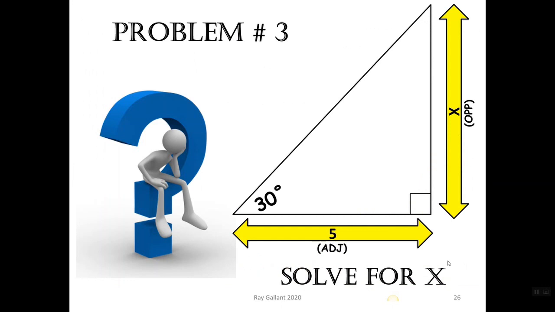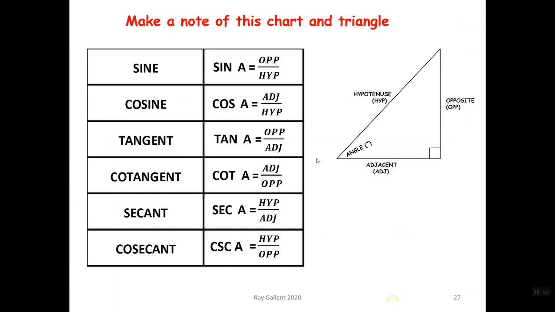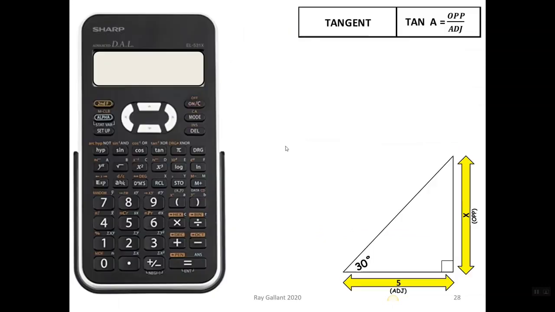Problem number 3. We have our 30-degree angle. We have one length and we have a second length. So what we want to find here is the opposite side, and what we have is the adjacent side. So what we're going to do is we're going to put the one we want to find on top, same as we did with all the other ones and all the ones we're going to do. So our opposite goes on top of our adjacent. Opposite over adjacent. So we're going to be using tan.